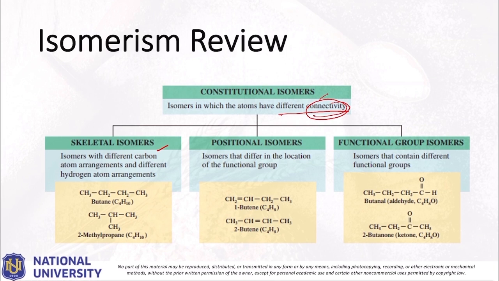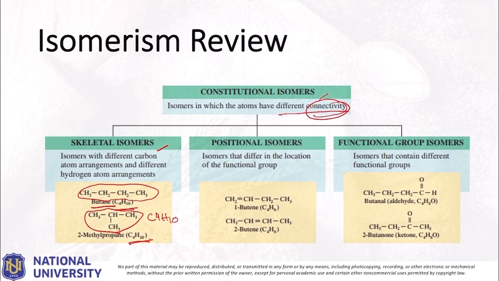So, for example, we have butane. So, pareho sila ng molecular formula which is C4H10, right? They have the same molecular formula pero different yung arrangements ng carbon and hydrogens. So, ayan yung sa 2-methylpropane and sa butane. So, different arrangements, no? That is the skeletal isomers.